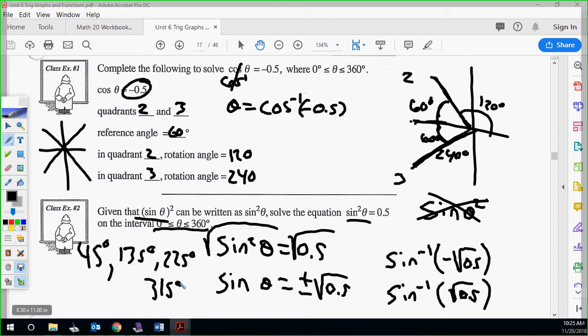So right there, we're using trig ratios to solve. So again, important piece is it a positive or negative? Okay, that tells you what quadrants to look in. Find the reference angle using the inverse. Okay, and then figure out from the reference angles what answers are possible. That's your steps we're walking through.